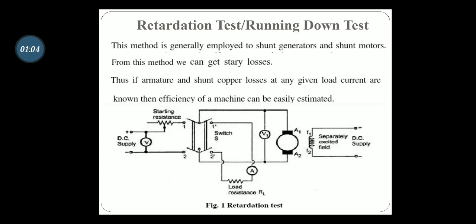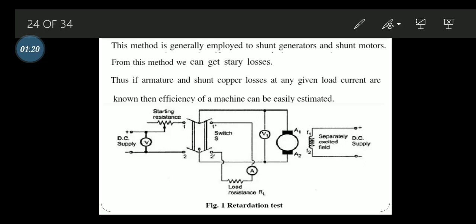From this method we can determine stray losses. If we know the armature and shunt copper loss at any given load current, then we can easily determine the efficiency of that particular machine.